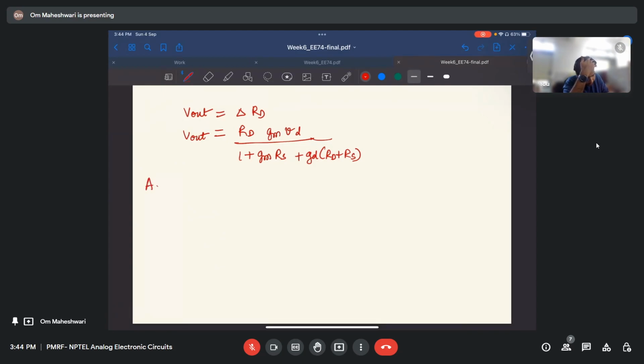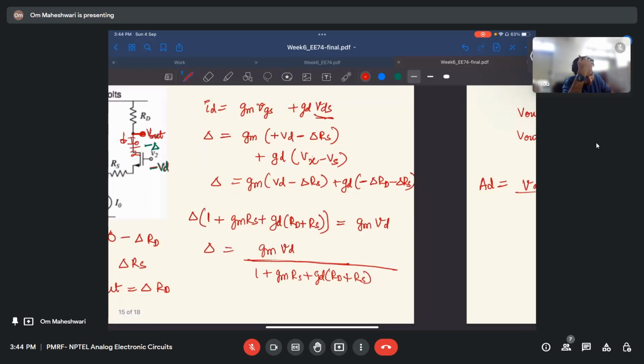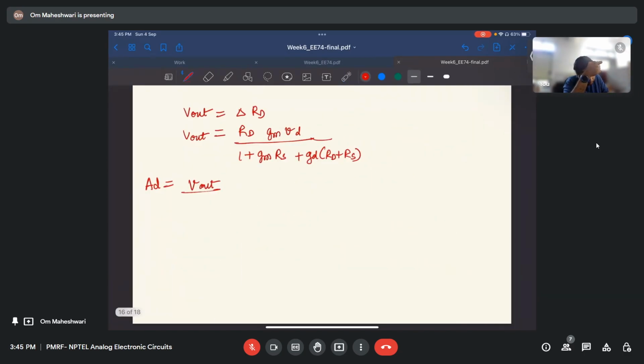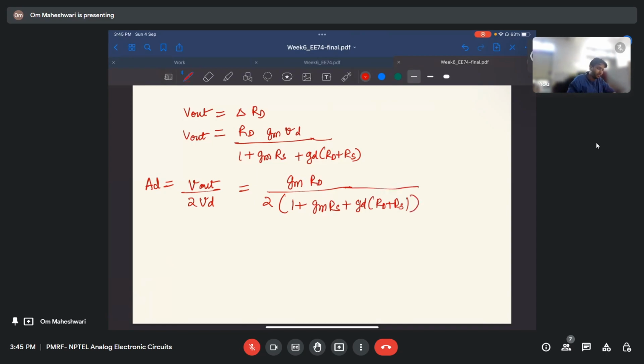So what is our gain AD? It is V out by, since I've applied, look at here, I've applied plus VD and minus VD. So differential input is 2VD, right? So the gain will be V out by 2VD. So it will be gmRD by 2 times (1 plus gmRS plus gd (RD plus RS)). So we can find these.